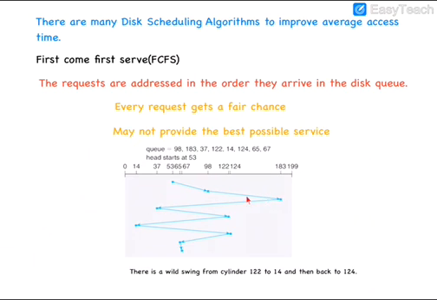You can see a wild swing here. That is, after reaching 183, again we have to come back to 37. Then from 37 there is again a request for 122. Then from 122 we are moving to 14, and then we are again moving back to 122.